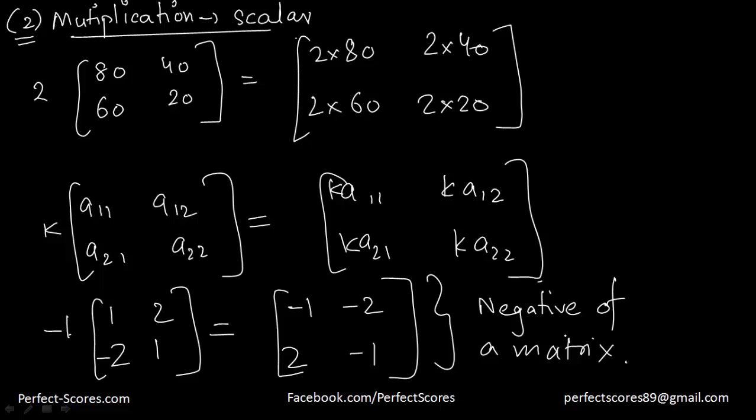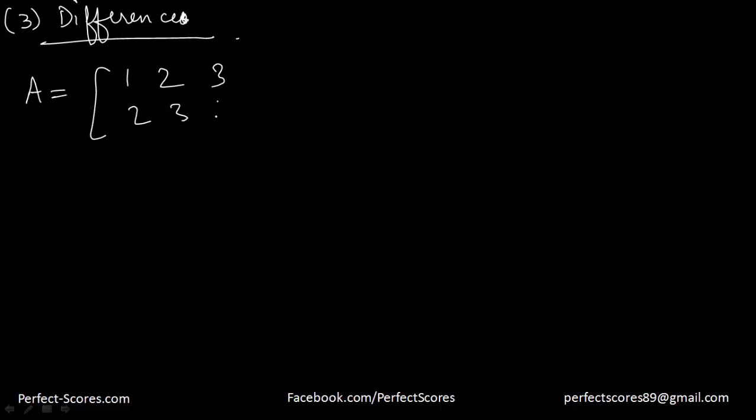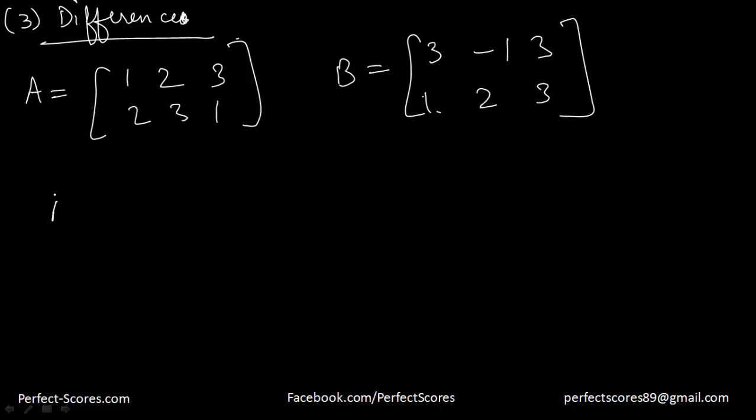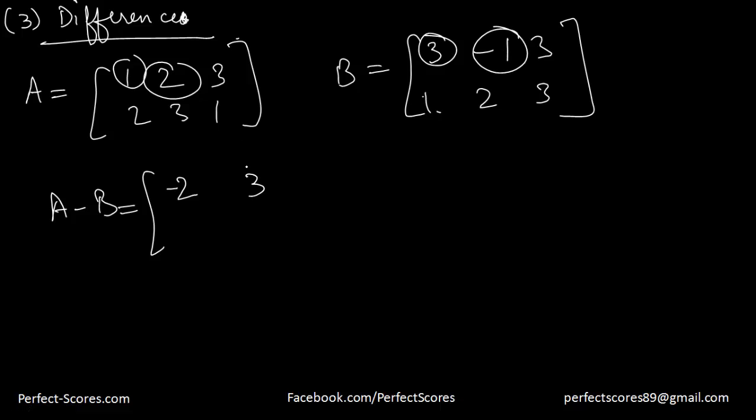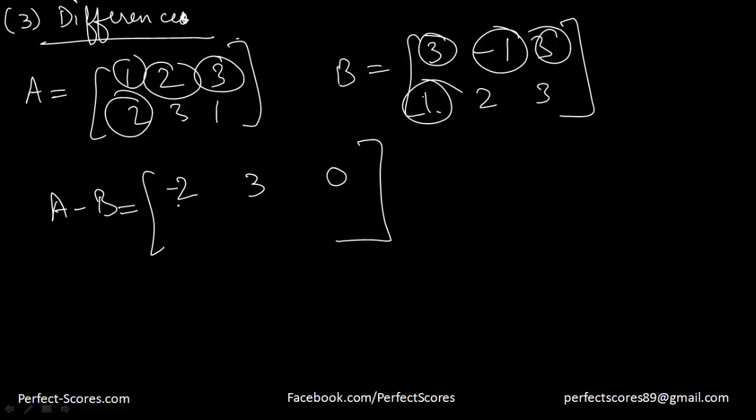Now another operation I would like to talk about is the difference between matrices, which is also very simple. Let's suppose you have this matrix here, 1 2 3 and 2 3 1, and you want to subtract another matrix. Again, both the matrices should be of the same order. That is again very important, right? If I want to find the value of A minus B, then that is going to be equal to 1 minus 3, that is -2, 2 minus 1, that is 3, 3 minus 3, which is 0. So you're going to subtract the same corresponding elements.